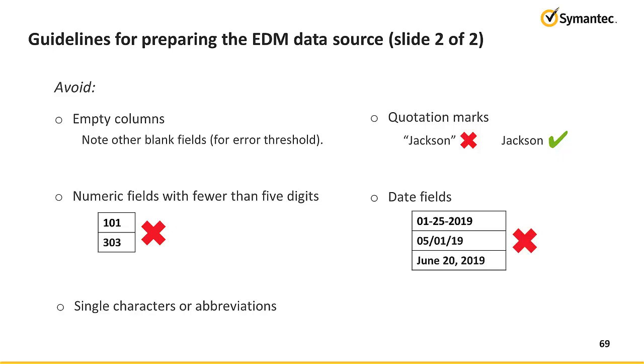If you include quotation marks, Symantec DLP only detects these data values when quotation marks are also present in the analyzed content. Lastly, eliminate single character and abbreviated fields from the data source. These are more likely to cause false positives because single characters are frequently displayed in normal communications.